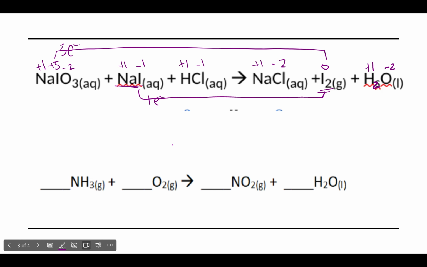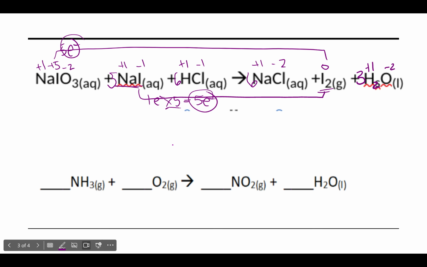Then to balance our electrons, we'll have to multiply that 1 electron by 5 to get 5 electrons. And now they're the same. So we'll put that 5 in front of that compound and then balance the rest by inspection. So to balance this one, we'll need a 6 in front of the HCl, a 6 in front of the NaCl, and a 3 in front of water.